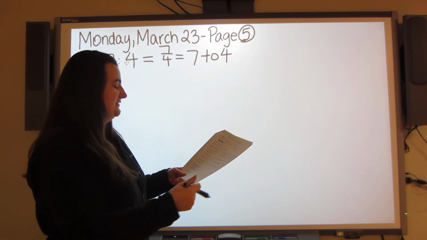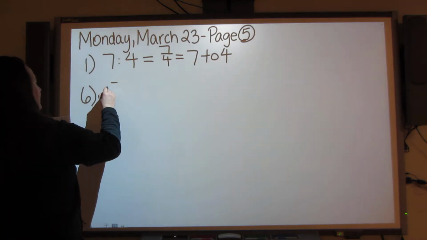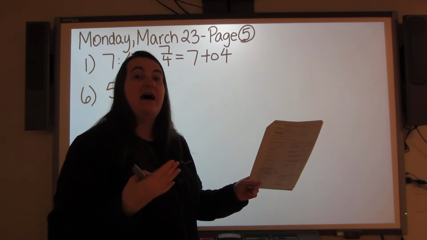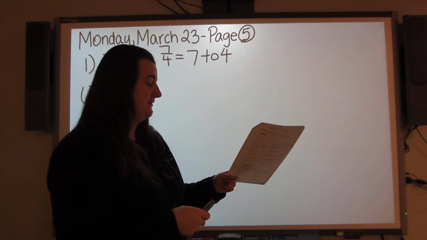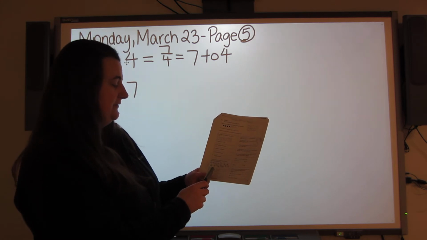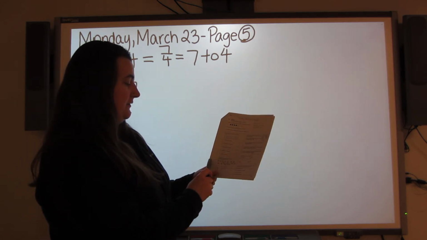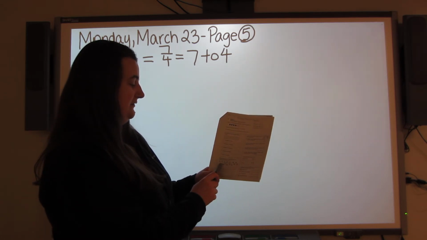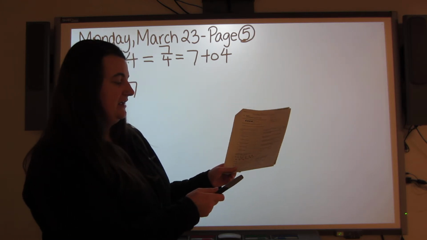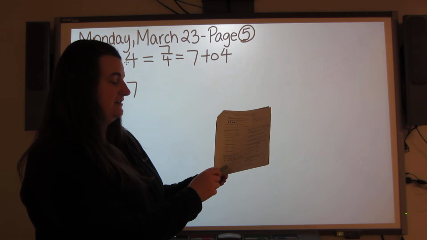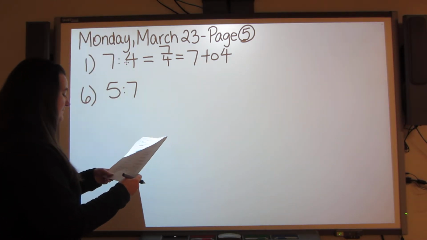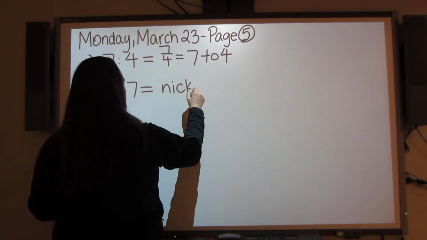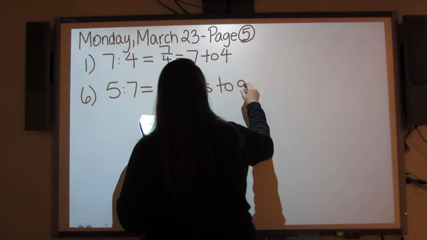So number 6, you have 5 to 7. So you have to figure out which coins are there that have 5 of them, and which coins are there that have 7. So if you look at the little drawings, you've got 7 nickels, and then you've got 5 quarters, and you've got 3 dimes. So once you have those quantities written down, you'll be able to answer all of these questions no problem. So 5 to 7 is nickels to quarters.